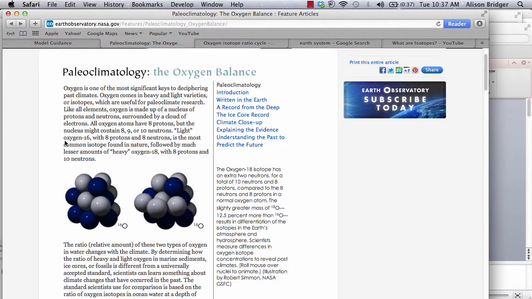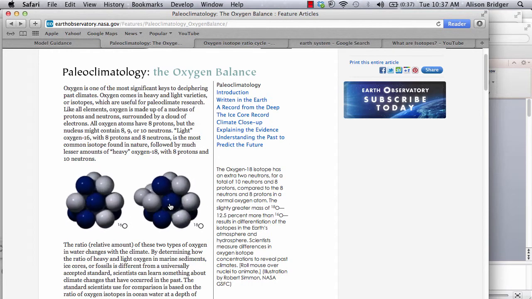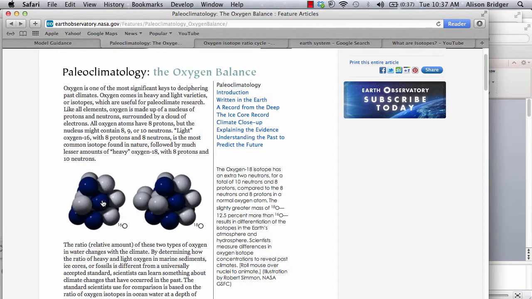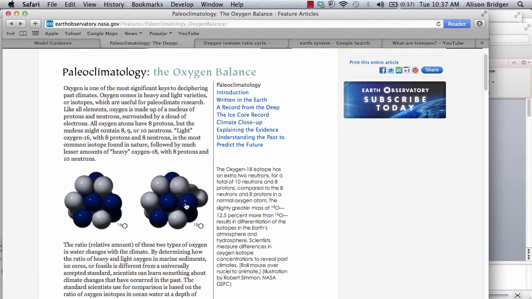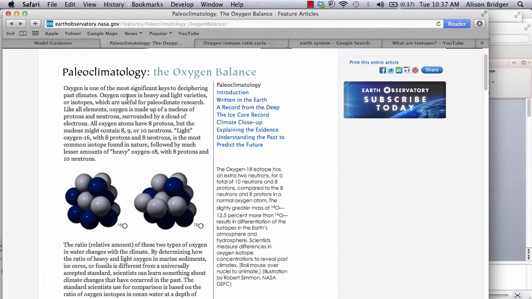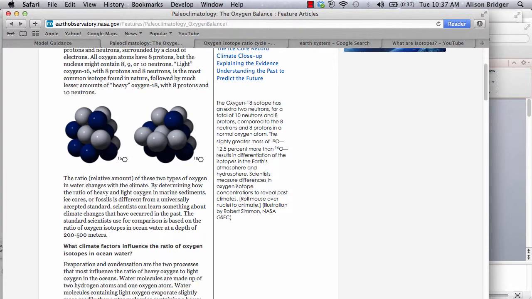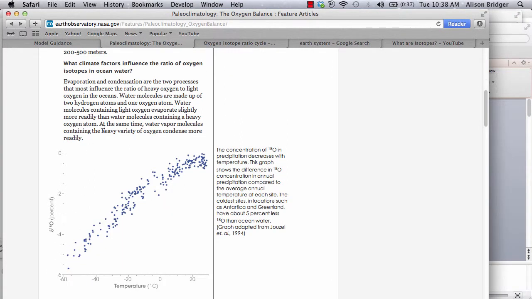But there's some discussion here about isotopes, and here are a couple of little spinning cartoons of what the core of an oxygen atom might look like in either O16 or O18 form. If you try hard enough, you'll count a couple of extra neutrons in this case. So there's some discussion here about what an isotope is, and then there's some discussion which is particularly interesting for us about why we care about isotopes.